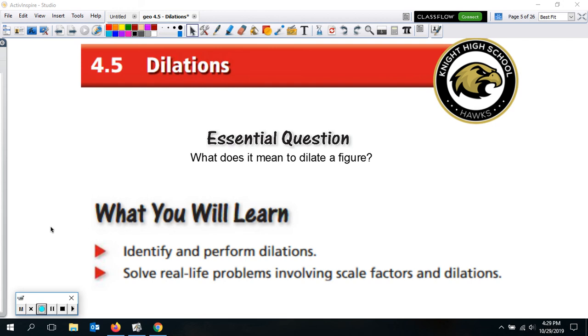The figure changes its size that way. So that's what we're going to be doing. We're going to identify and perform dilations in this one. We'll look at some real life problems by the end.